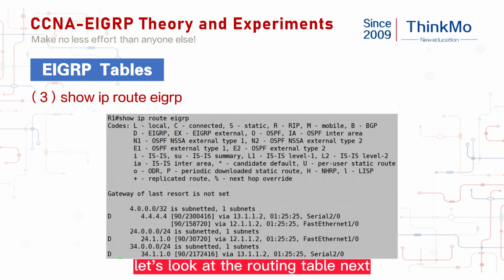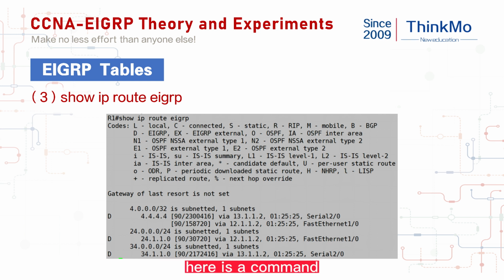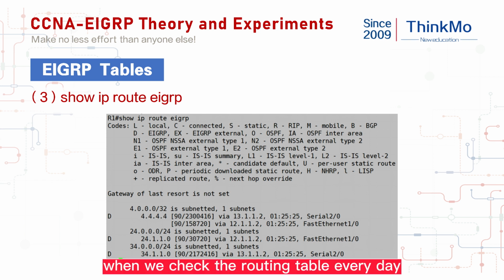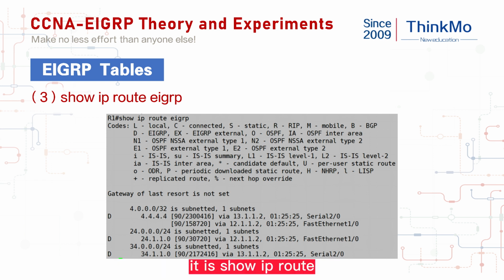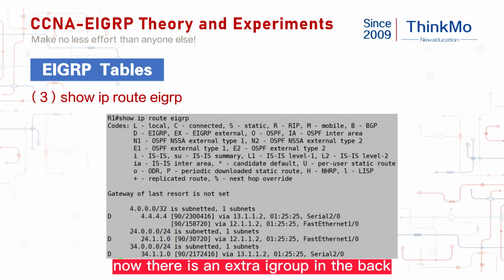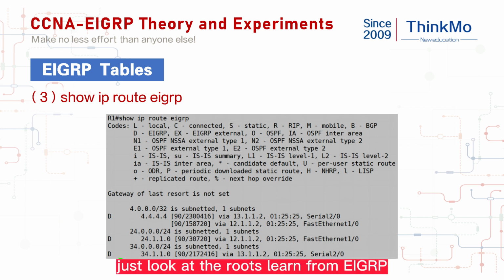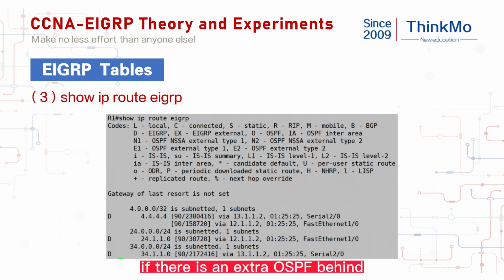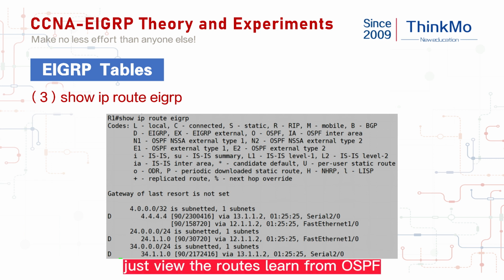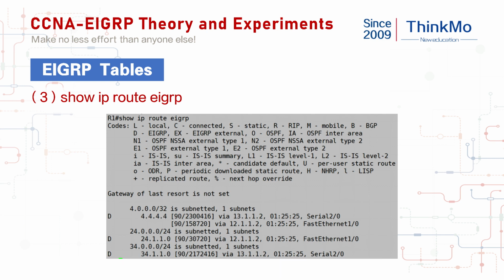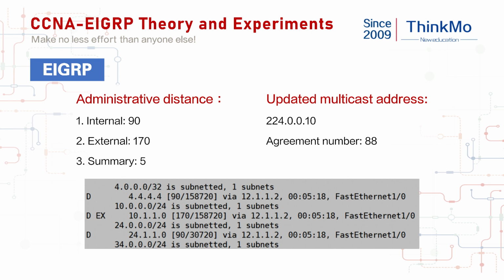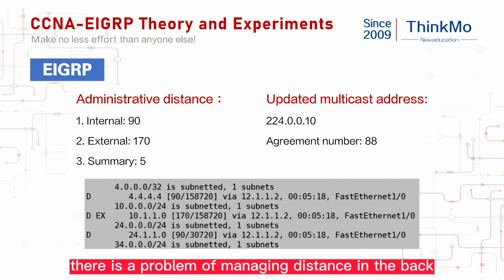Okay. Let's look at the routing table next. Here is a command. Show IP route EIGRP. Do you know what this means? When we check the routing table every day, it is show IP route. Now there is an extra EIGRP in the back. Just look at the routes learned from EIGRP. If there is an extra OSPF behind, just view the routes learned from OSPF. EIGRP starts with D. So here we have a question. There is a problem of administrative distance in the back.